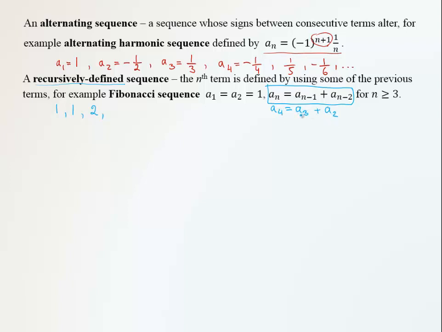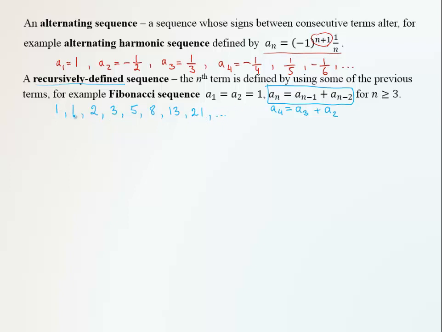So you see what's happening. To get the next term, we're adding the two previous ones. So a4 is a3 plus a2, so it's 3. And the following one will be a4 plus a3, so it's 3 plus 2, so it's 5. And the next one, add the previous two terms. 8 plus 5, 13. 13 plus 8, 21. And so on. So that's how we create Fibonacci sequence.